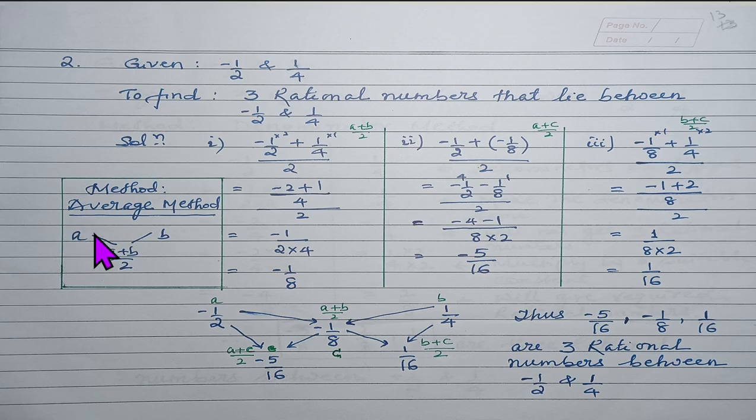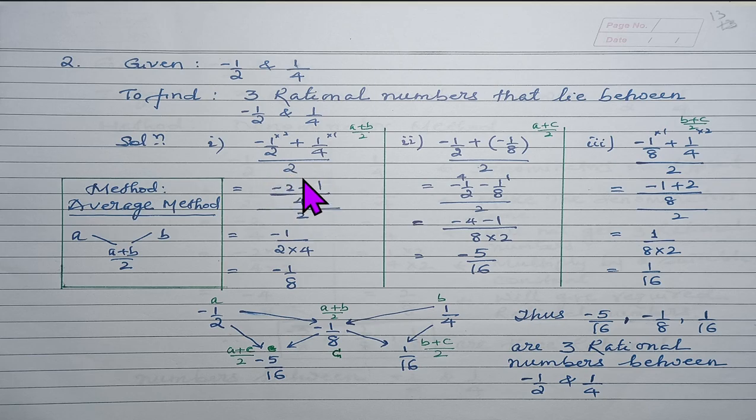Let us say you have a rational number A and a rational number B. Add these two rational numbers and divide by 2. We get the middle number, or the number between A and B. So the same method I am going to apply here. Let us take minus half as A and 1 by 4 as B. So A plus B divided by 2 will be minus half plus 1 by 4, divided by 2.